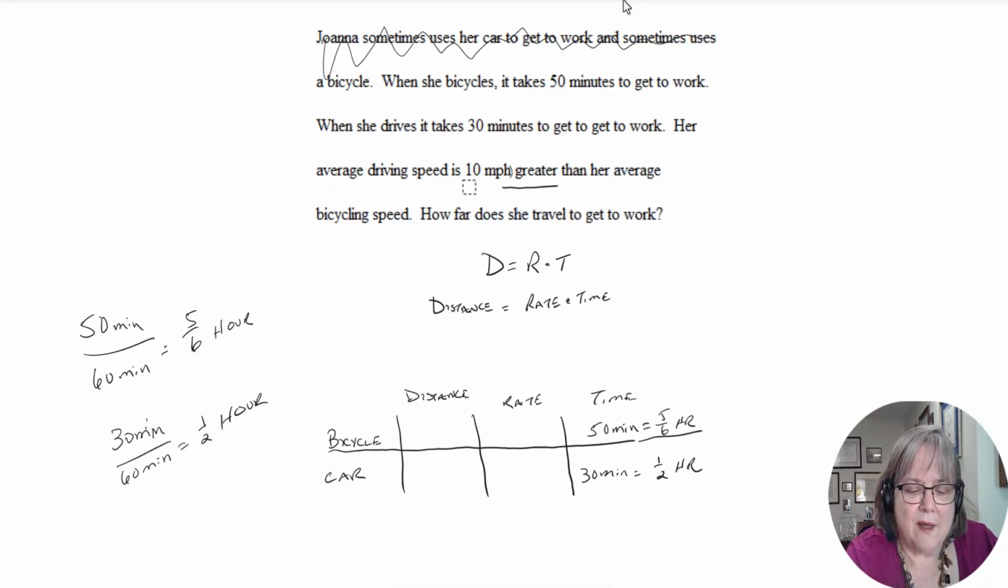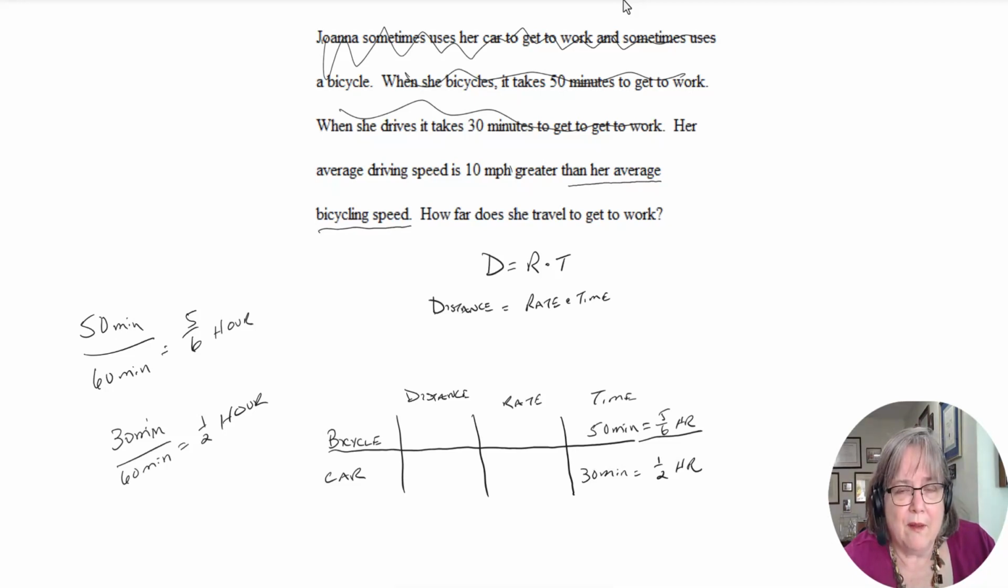And the rate is how quickly you're moving, your speed. So what does it say here? Now we've taken care of the times, and her driving speed is 10 miles an hour greater than her average bicycling speed. So they are comparing driving to bicycling. They're not telling you she's going 20 miles per hour or 50 miles per hour or whatever. They're saying her average driving speed is 10 miles per hour greater than her average bicycling speed.